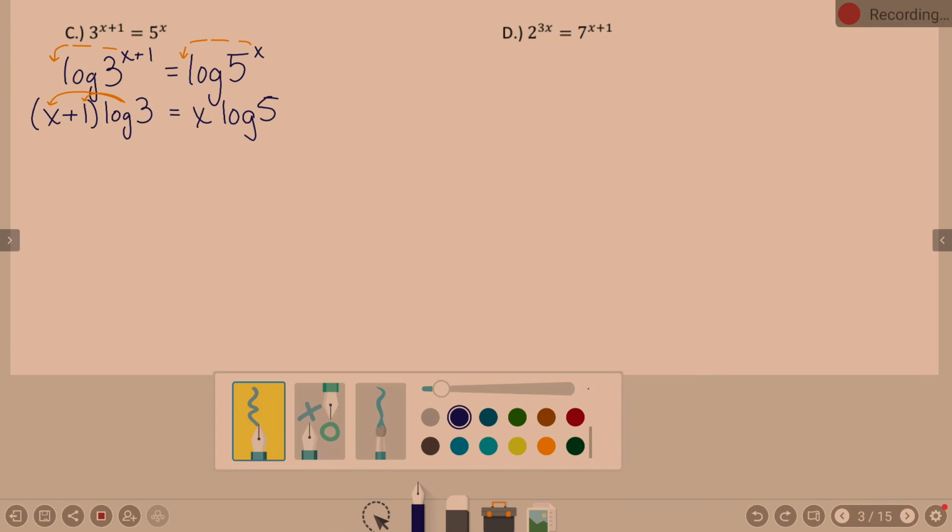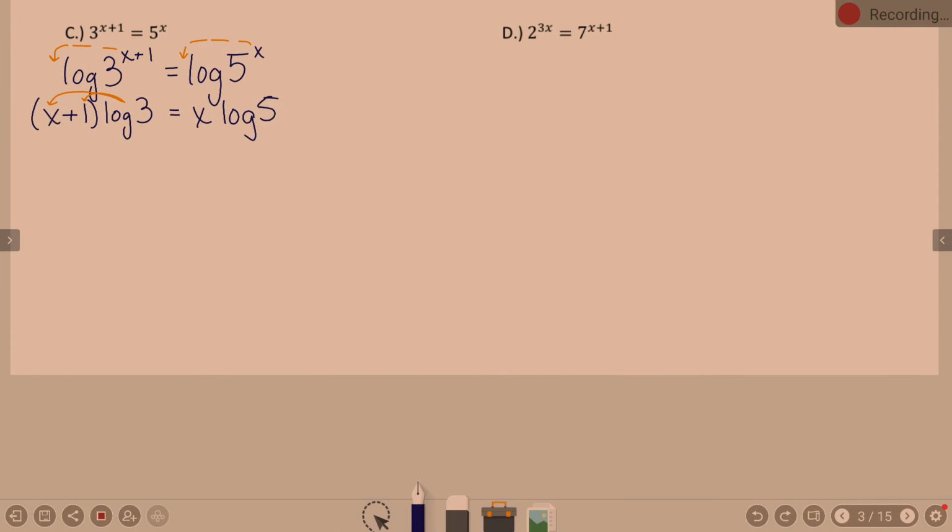So, what do you think log 3 times x is? Log 3 times x. Now, I will say, because I don't want it to become log of 3x, that I'm going to write my x out front. I'm going to write it as x times log 3 plus, what's log 3 times 1? Log of 3 equals x times log of 5.